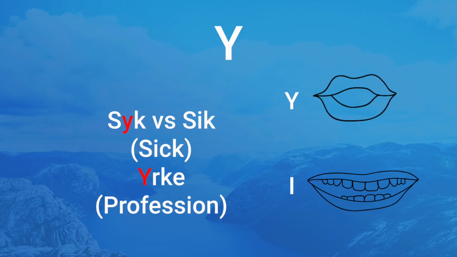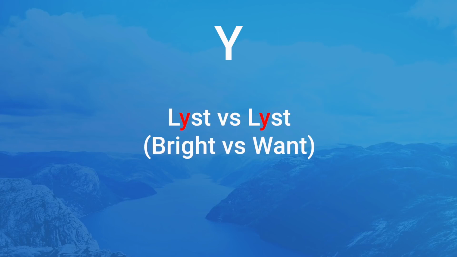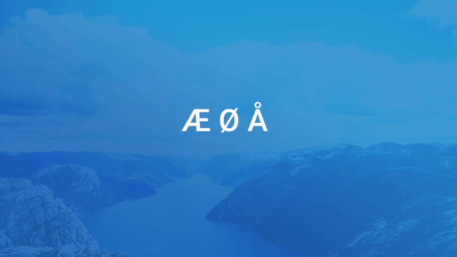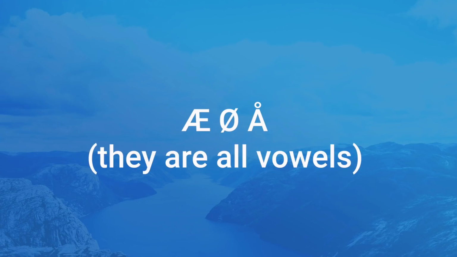Irke. An example of a short versus long Y is lyst, lyst. Zett. Again, this is a letter that you never see in Norwegian, but it sounds exactly like Z in English whenever you see it. Zambia.